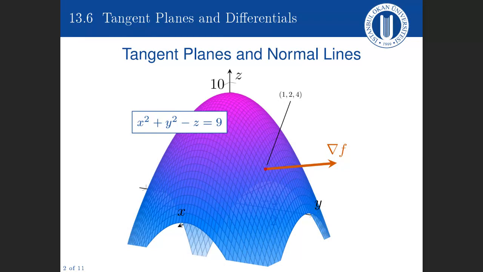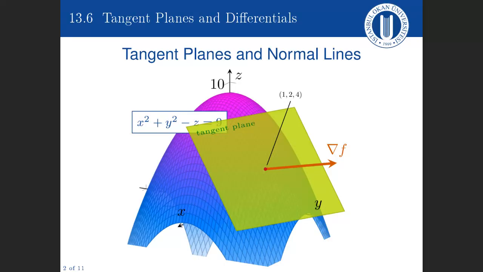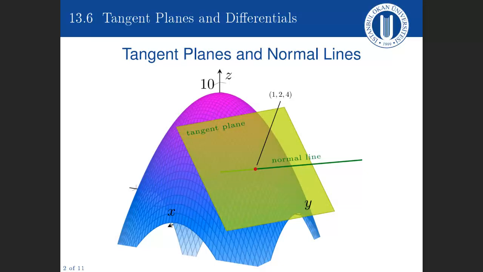So if we were asked to find a tangent plane, it would be the plane with normal vector nabla f. If we were asked to find a normal line through a point on the surface, then we're asking for the line which passes through that point parallel to nabla f.